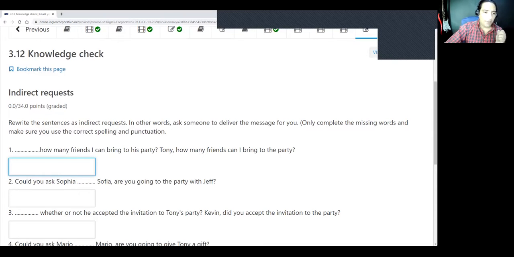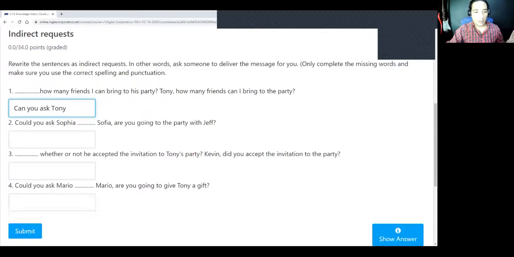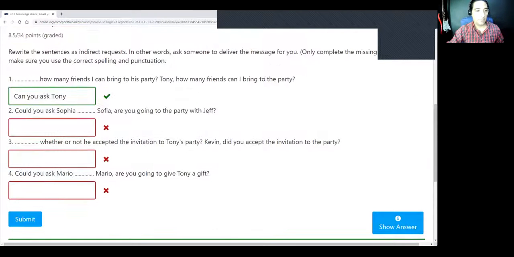So let's see. How many friends can I bring to this party? Tony, how many friends can I bring to the party? Yeah. Can you ask Tony? Okay. That's it. I don't need a question mark. Yep. Can you ask Donnie how many friends I can bring to his party? Excellent. Okay. Could you ask Sophia if she is going to the party with Jeff. Could you ask Sophia if Sophia?